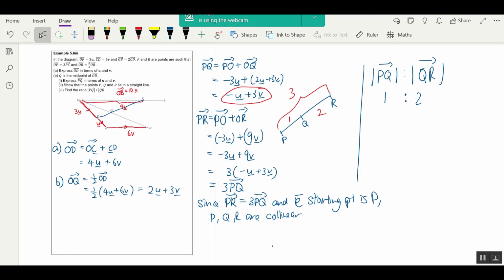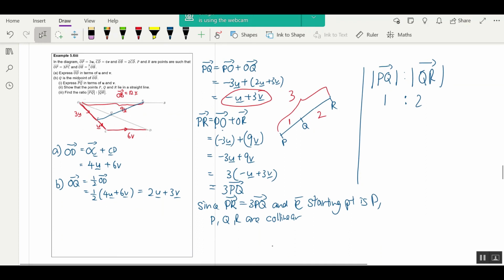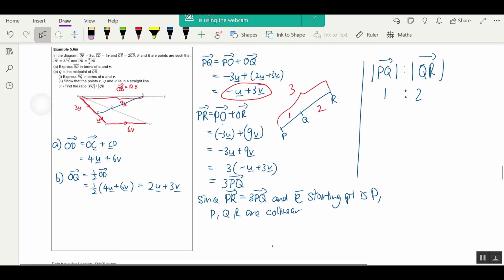Okay, and this part concludes the section on collinear points. If you're still not very sure, please go through this video again. The next part we are going to do is fractions of triangles and quadrilaterals.